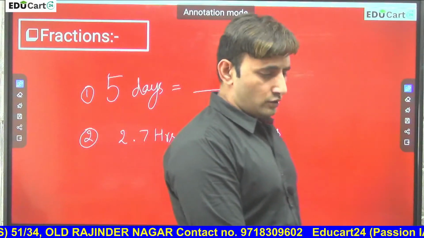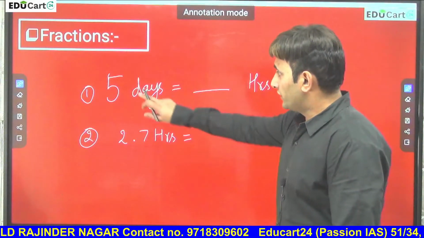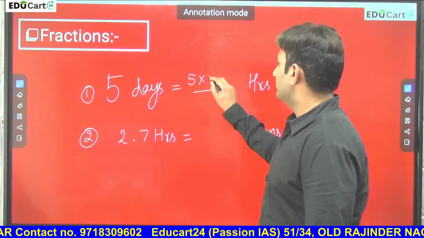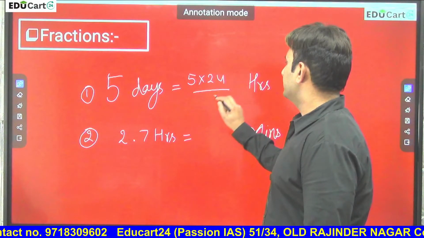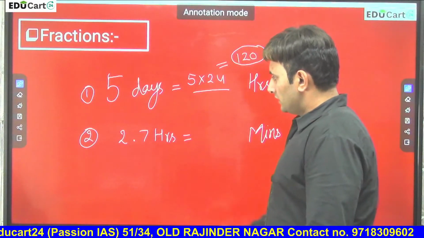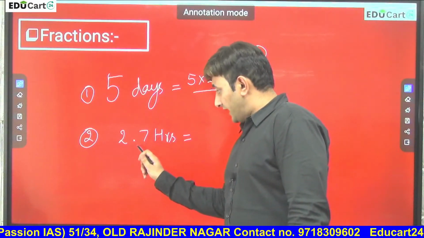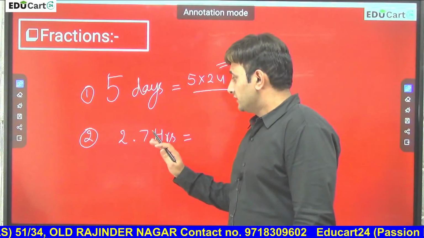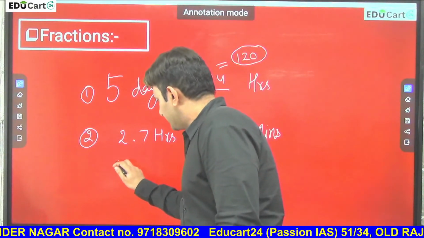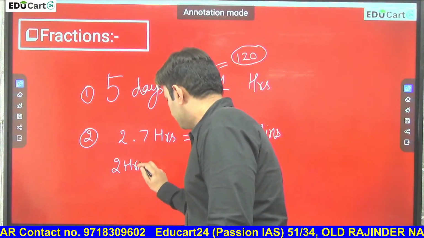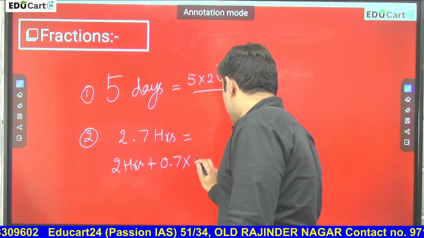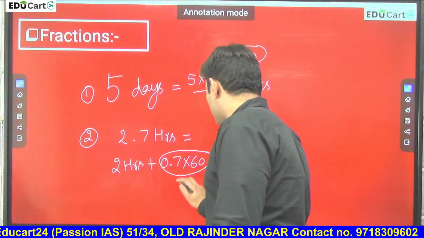One day is equal to 24 hours. So for days to hours conversion, multiply by 24. So you will get 120 hours. Some of the students feel that 2.7 hours means 2 hours 70 minutes or 3 hours 10 minutes. No, my dear, this is 2 hours complete and 0.7 hours multiplied by 60. You will get 42 minutes.